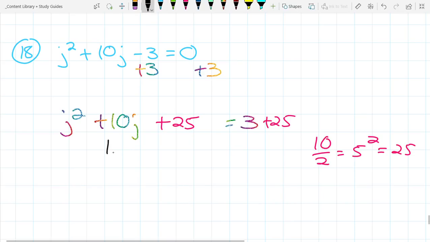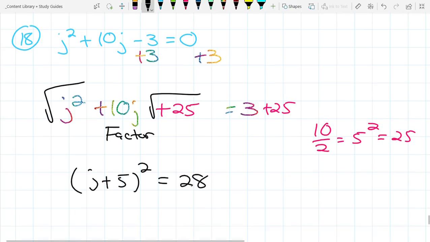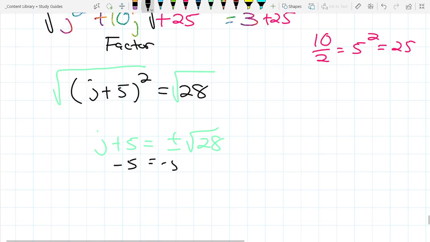Now the beautiful thing is I can quickly factor this because I know it's a perfect square trinomial. So I just take the square roots and I get (j + 5)² = 28. Now we just play the game of opposites. To undo squaring, we square root. So j + 5 = ± √28. To get rid of that plus 5, we subtract 5. So j = −5 ± √28.